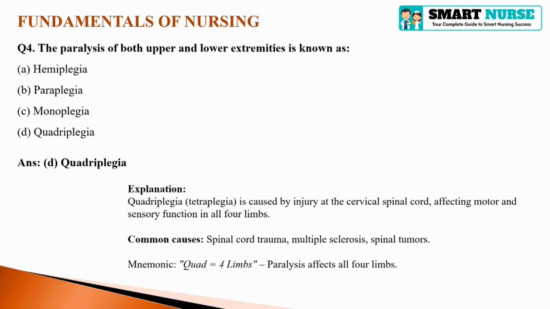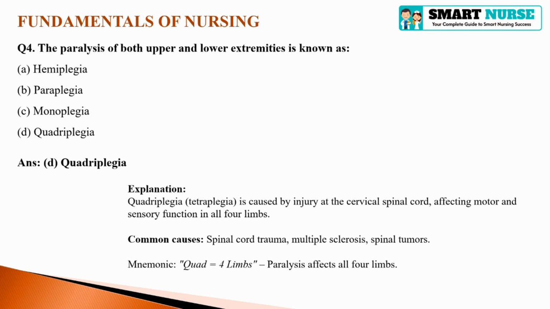Why are we calling it quadriplegia? First, hemiplegia means one side of the body is paralyzed, that we call hemiplegia. The second one, if only the lower extremities of the body are paralyzed, we call it paraplegia. And monoplegia is only one single body part, either one hand or one leg, right or left, any one body part affected, that we call monoplegia. Then D is quadriplegia.